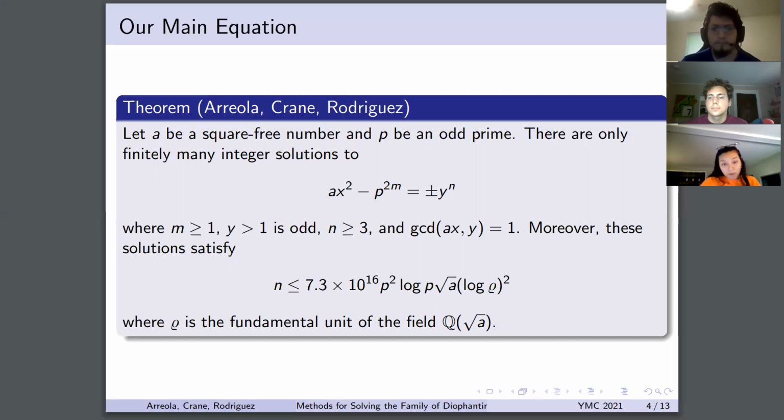But wait, there's more. We were also able to develop a bound for these solutions. We have an upper bound on this n. So the question is, how are we able to do this?